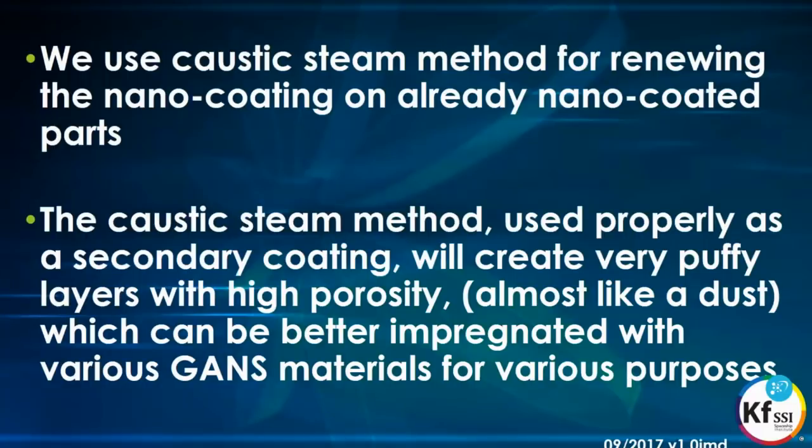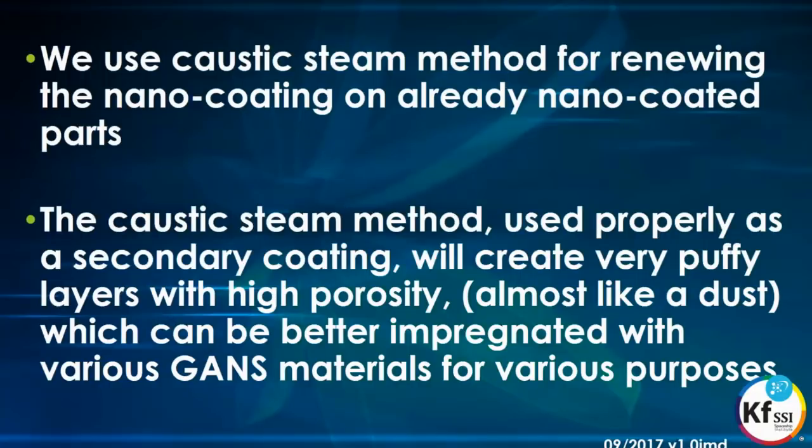So essentially what we're using this method for is to renew any of our nano coating on already nano-coated parts. When we've been using our plates in producing the GANs, a lot of the layers have sort of come off, and we'd like to recoat these plates. This is the method that one uses: the caustic steam method.